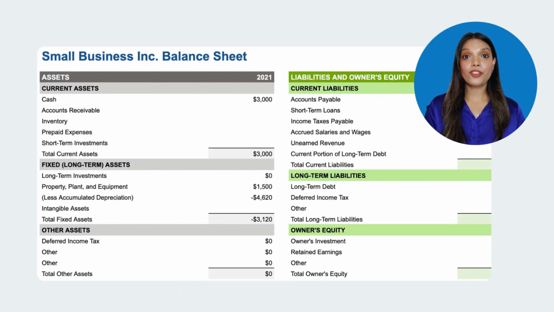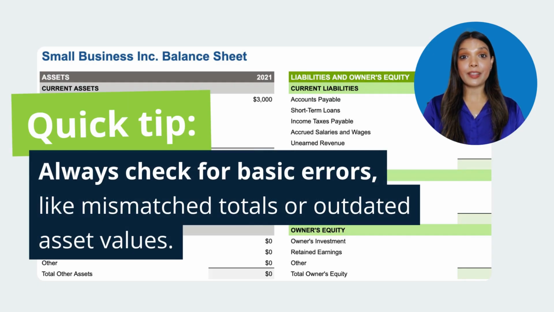How to lay it out. Your balance sheet is typically laid out in two columns: assets to the left, liabilities and equity to the right. At a glance, you should be able to see your business's financial position. Quick tip: always check for basic errors, like mismatched totals or outdated asset values. Things like stale inventory numbers can throw off your entire financial picture.